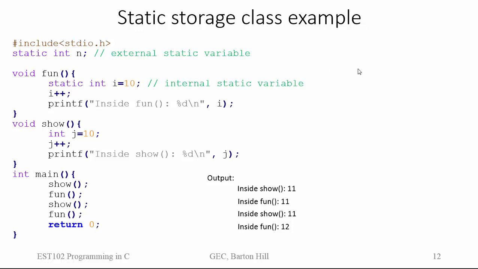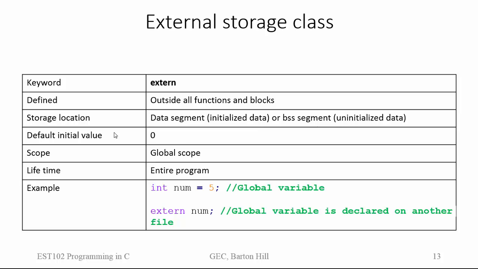So for static variables, you have to remember that they can have local scope or global scope: internal is local scope and external is global scope. And in the case of lifetime, all the static variables have the lifetime of the entire program, so they will be available in memory till the end of the program. Now the next one is the external storage class. The external storage class we mainly use for global variables.